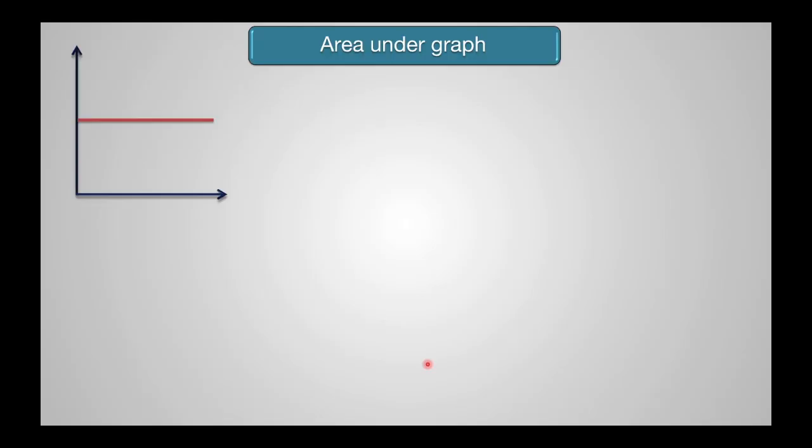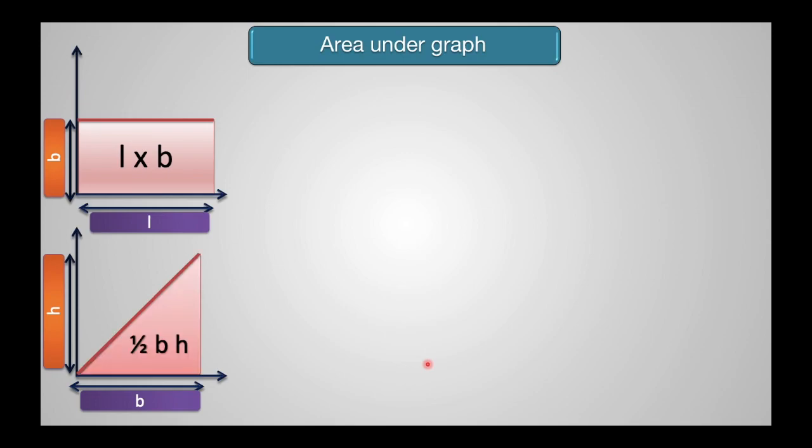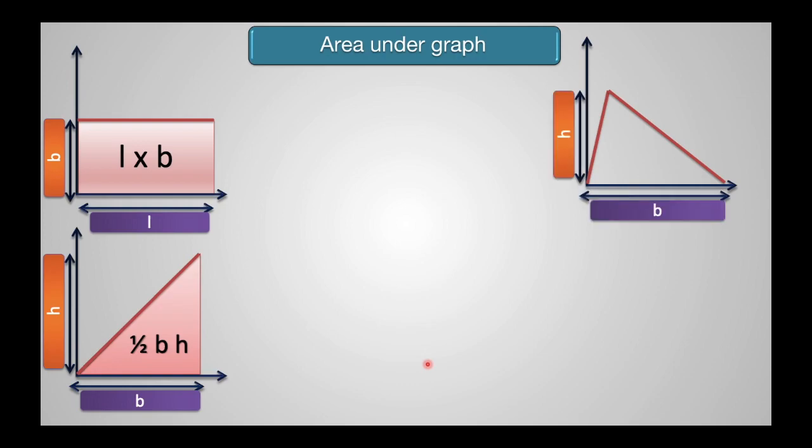How to find the area under the graph. You will get different shapes of the area. One of the most common shape is a rectangle. The area is length into breadth. If it is a triangle, the area will be half into base into height. Any type of triangles you can take half BH.